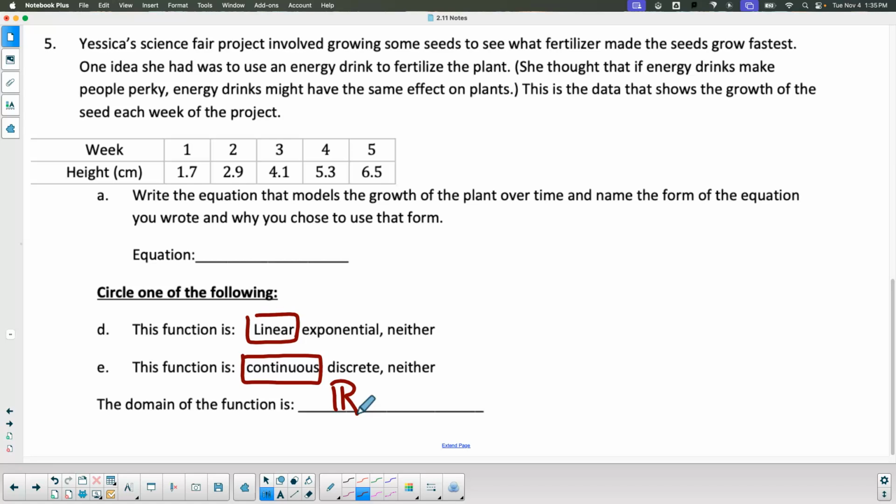Let's come up with our equation first. What equation do we want to make? F of x. You want to go H or F? F. Okay, F of x. That's fine. Equals what?